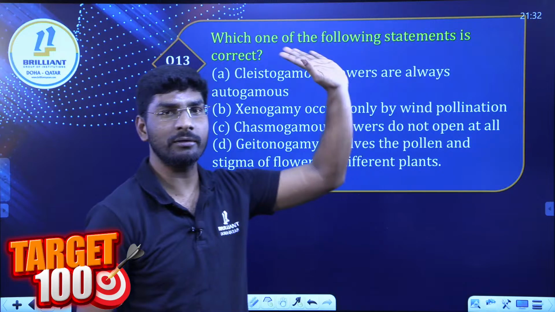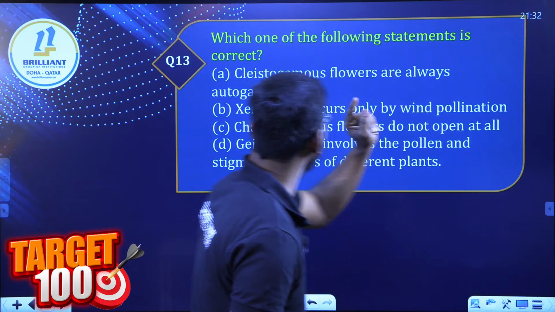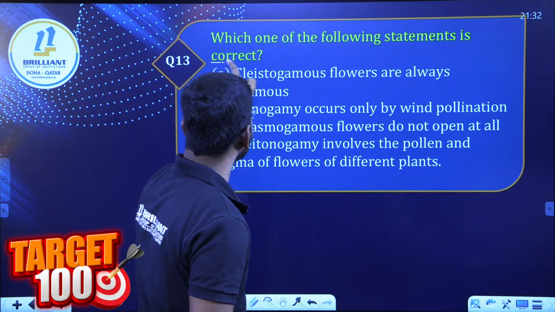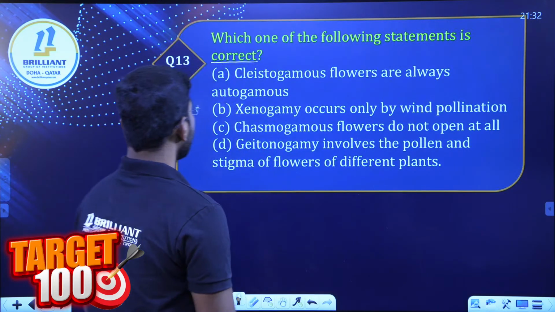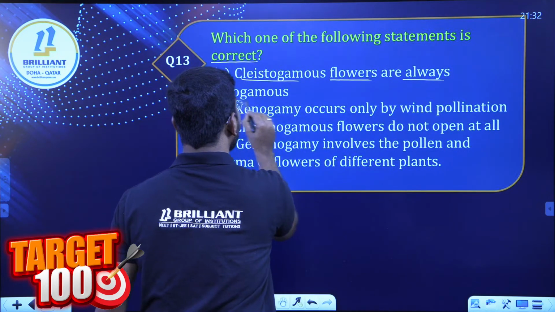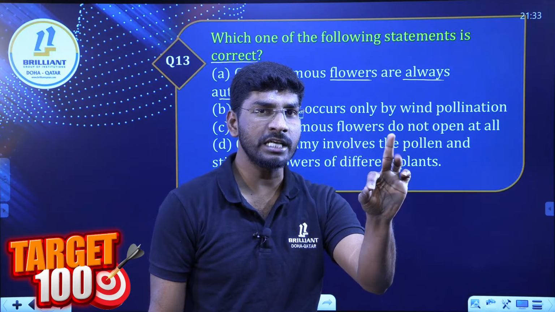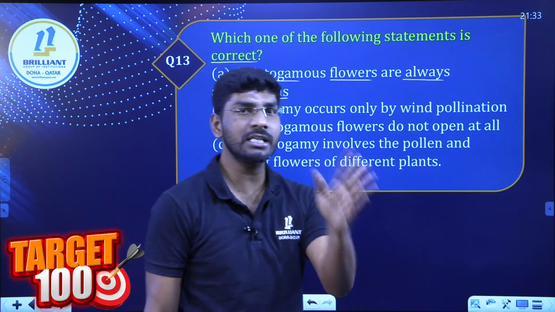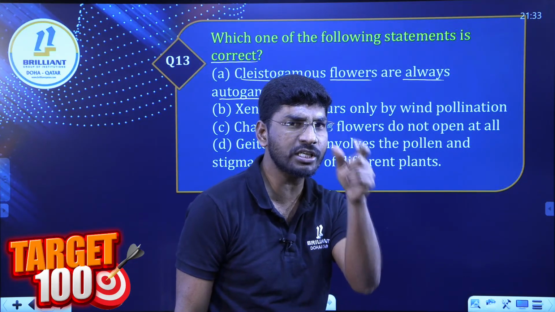Question number 13. This question is exclusively for you. I will be silent for a while. You have to answer. Which of the following statements is correct? Find out the correct one from the following 4. Number 1, cleistogamous flowers are always autogamous. Pollination has 3 types: autogamy, geitonogamy, xenogamy. Open your NCERT. In case of geitonogamy and xenogamy, one line small change is there, right?